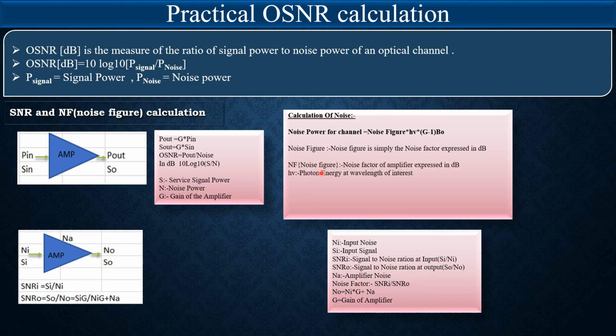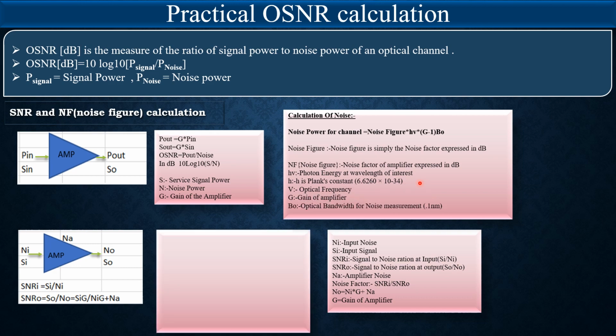Noise figure of the amplifier expressed in dB. h nu is the photon energy at the wavelength of interest. h is equal to Planck's constant. nu is equal to optical frequency, or you can say a particular lambda, a particular light pulse. G is equal to gain of the amplifier, and B naught is equal to optical bandwidth for noise measurement, 0.1 nanometer.